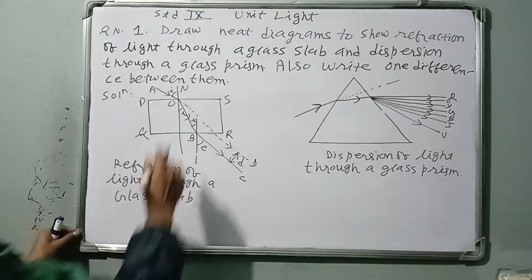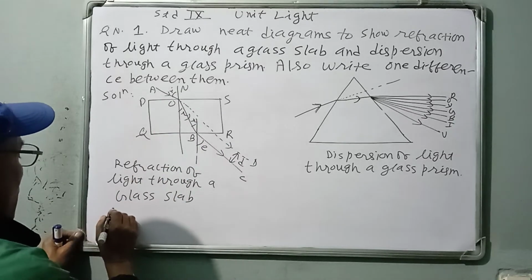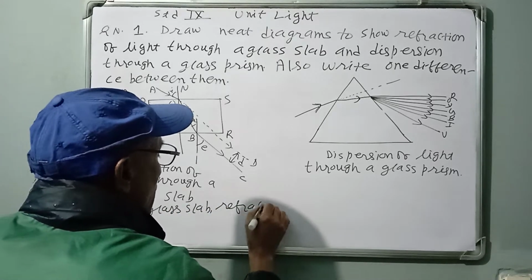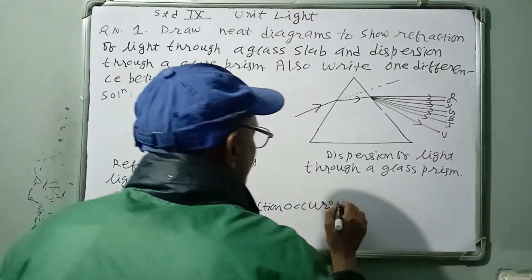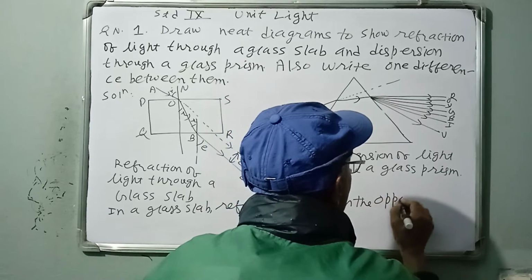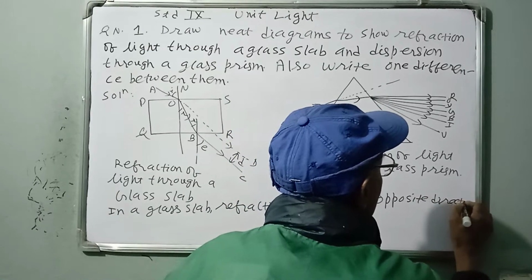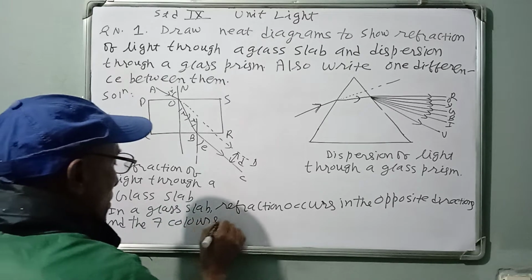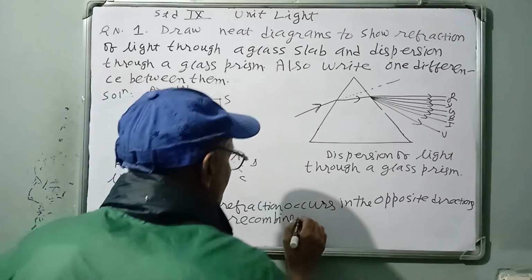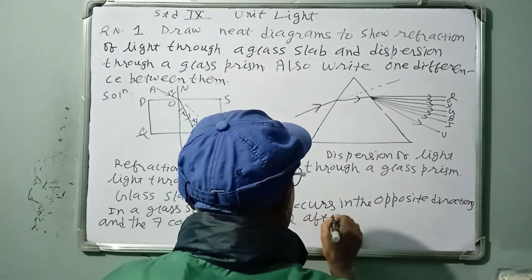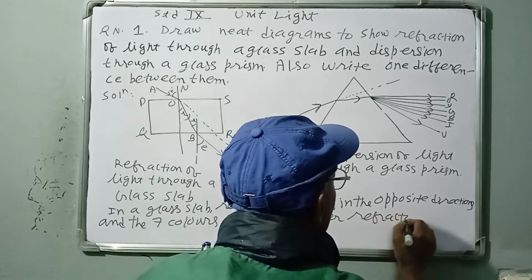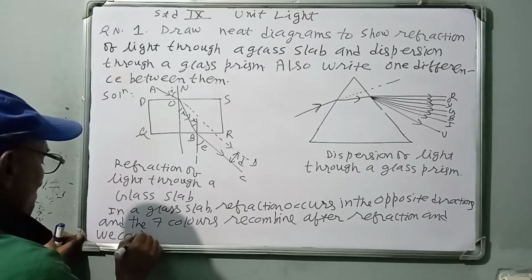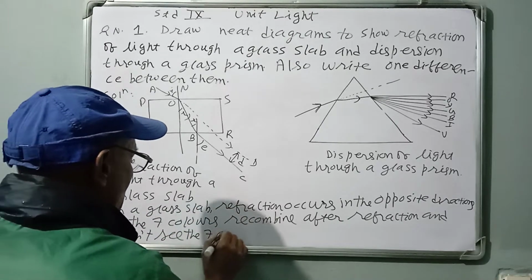What is one difference? One difference is, here in a glass slab, refraction occurs in the opposite directions and the seven colors recombine after refraction, and we can't see the seven colors.